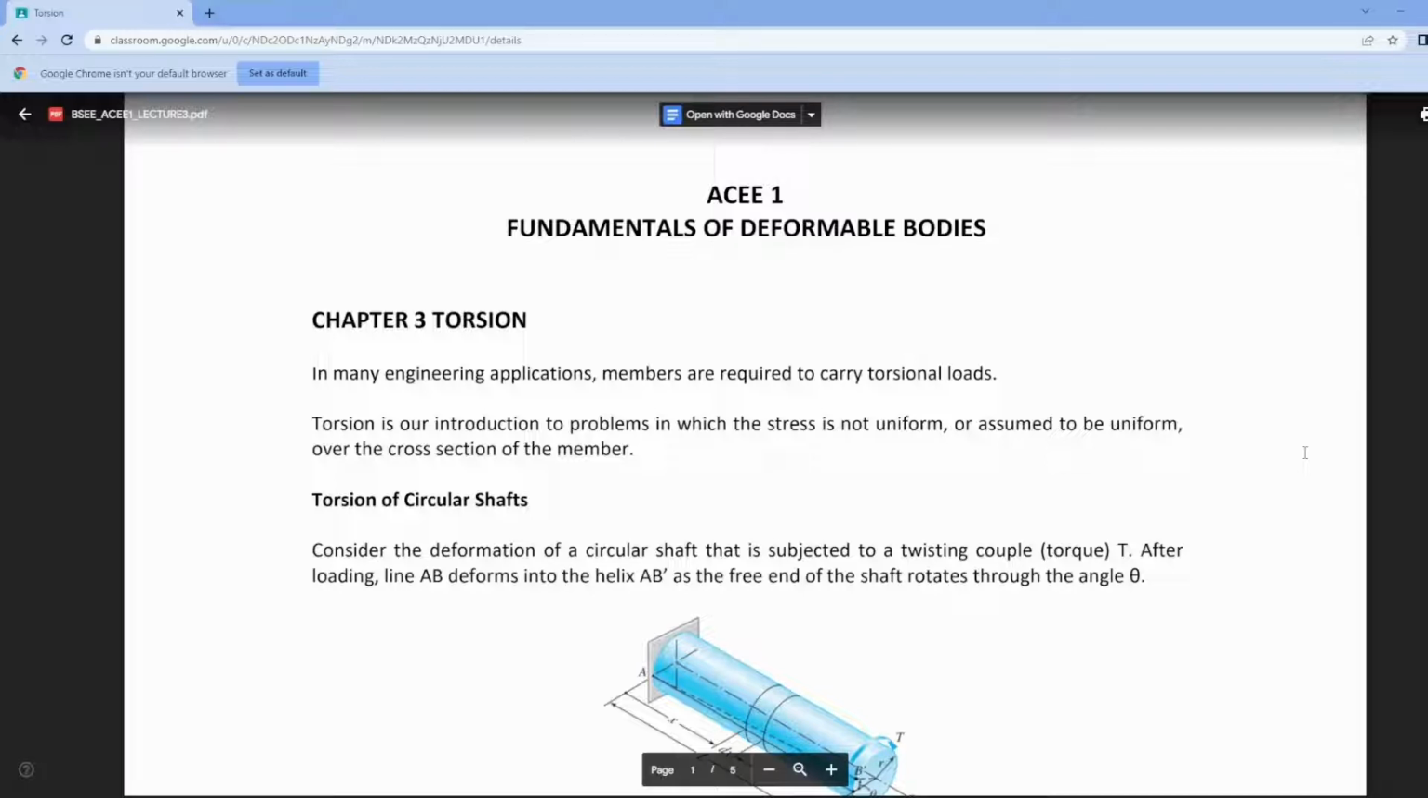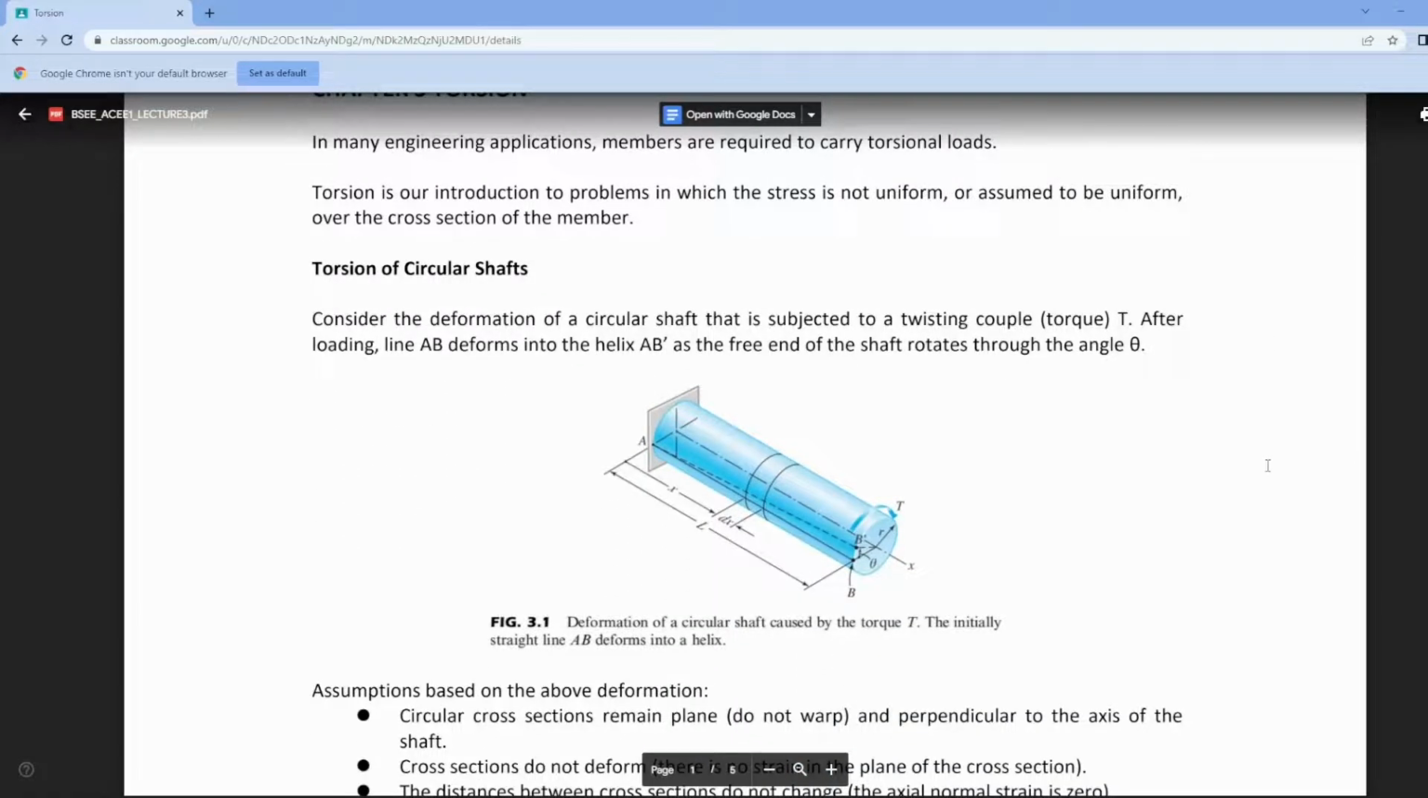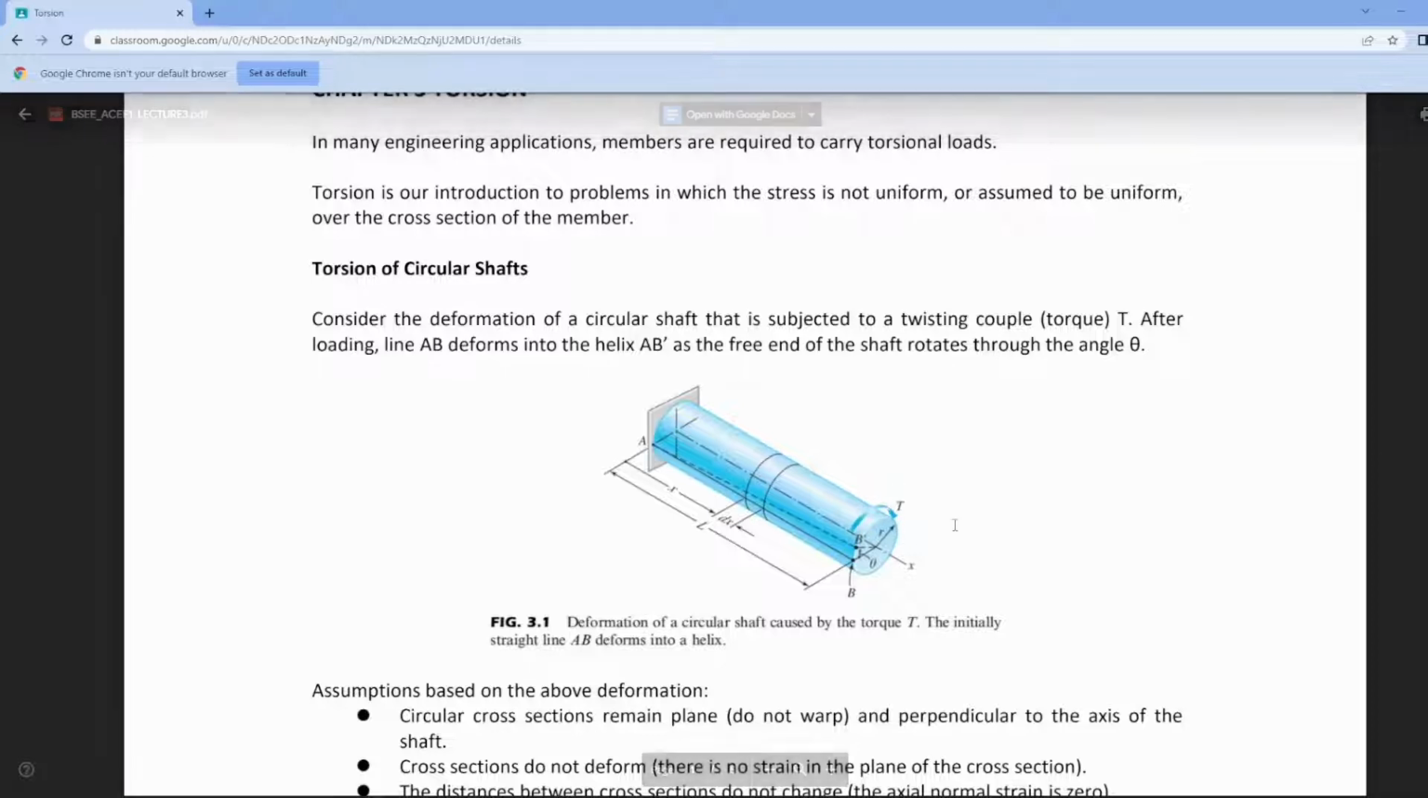Okay, so torsion is our introduction to problems in which the stress is not uniform or assumed to be uniform over the cross-section of the member. Here we have a circular shaft. Consider the deformation of a circular shaft that is subjected to a twisting couple, or what we call the torque. Our torque is designated as T. After loading, line AB deforms into the helix AB prime as the free end of the shaft rotates through the angle theta.